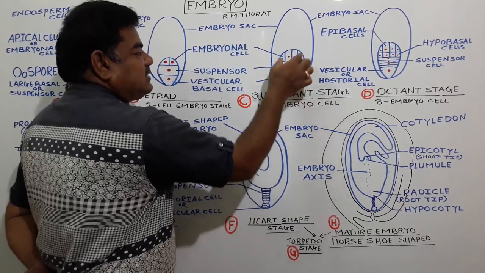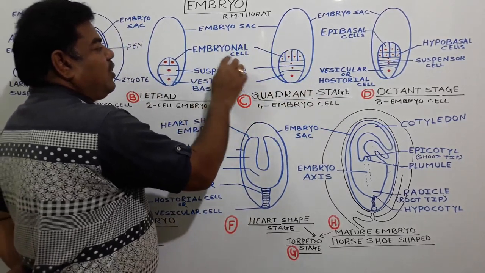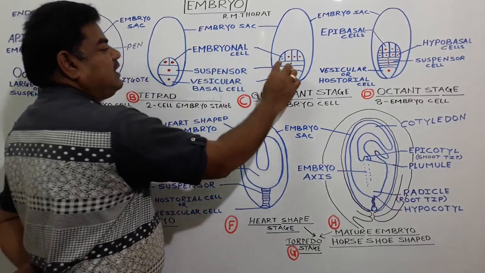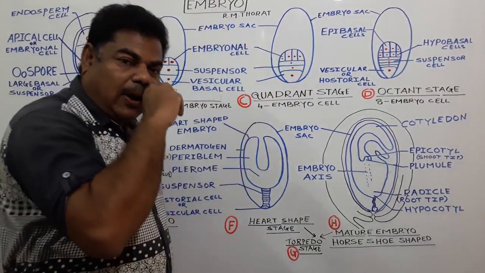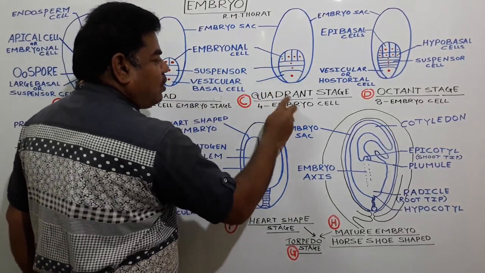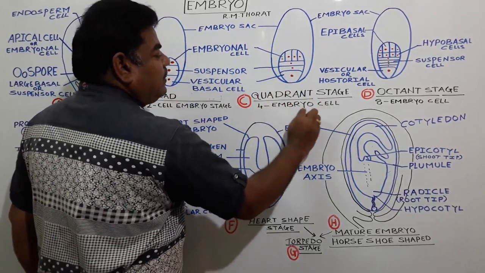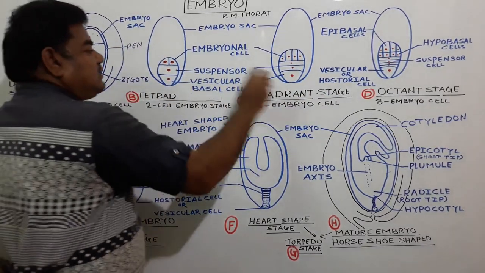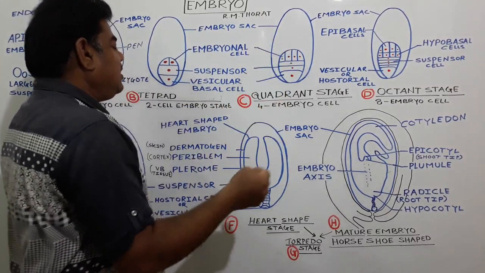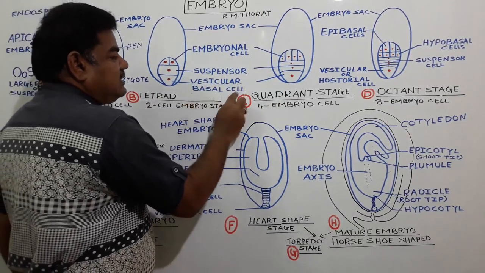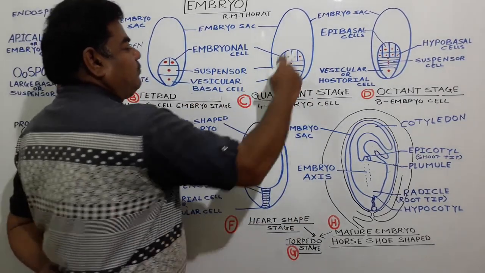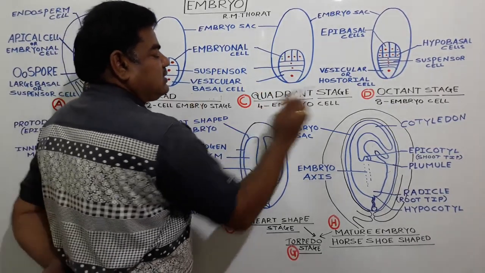That is, these two embryonal cells divide again, one division takes place here, and four cell formation takes place by vertical or longitudinal division. This embryonal cell forms 1, 2, 3, 4 cells, which is the quadrant stage, or four embryo cell stage. And this suspensor cell again divides mitotically and forms two cells. The vesicular or basal cell remains as it is. Now see, after this quadrant stage, what happened?